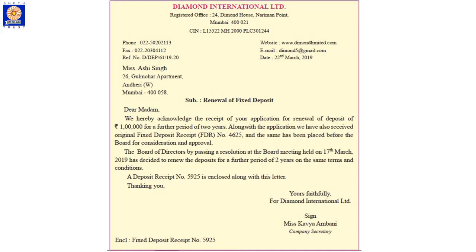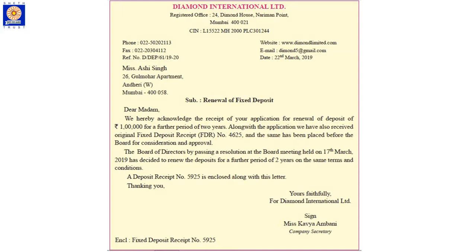Students, see, this letter is very small and there are only two paragraphs. The first paragraph states about the deposit receipt, the first deposit receipt which the depositor had sent to the company, and it has been placed for consideration and approval in front of the board. And then the second paragraph states about the new deposit receipt enclosed in the letter. You can see at the bottom left corner ENCL as an enclosure, fixed deposit receipt number 5925.